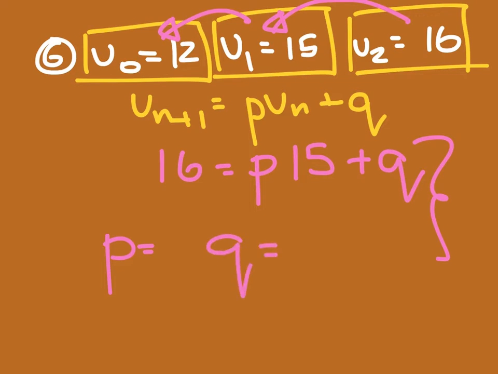And then for the second part of the question, what's the limit? We have a little formula which we know. In this case, with p's and q's in it, the limit formula is going to be q over 1 minus p.